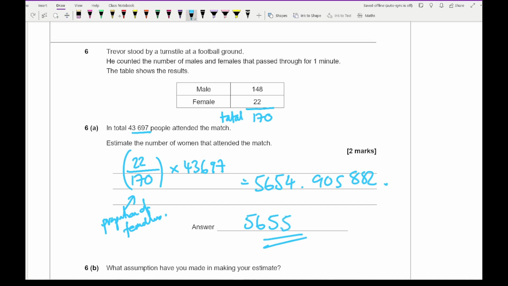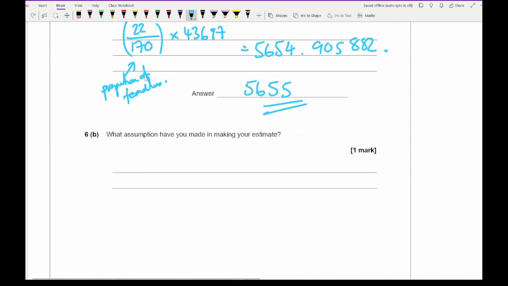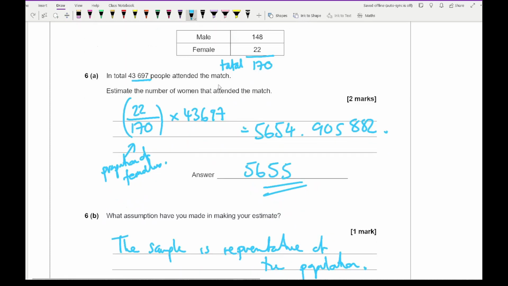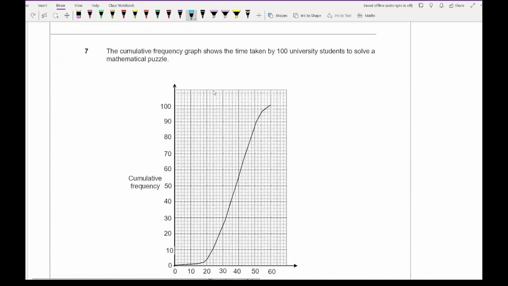And then moving on to 6b, it says, what assumption have you made in your estimate? So something along the lines of that the sample is representative of the population. And so basically, the same number of women and same number of men attended in the minute arrived at as in the following minutes of when Trevor is recording his data. So something along the lines, that would be absolutely fine.